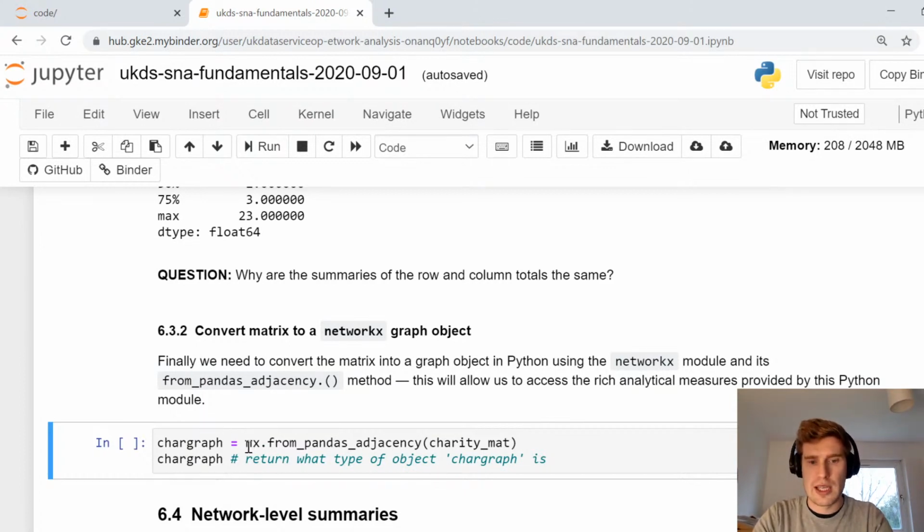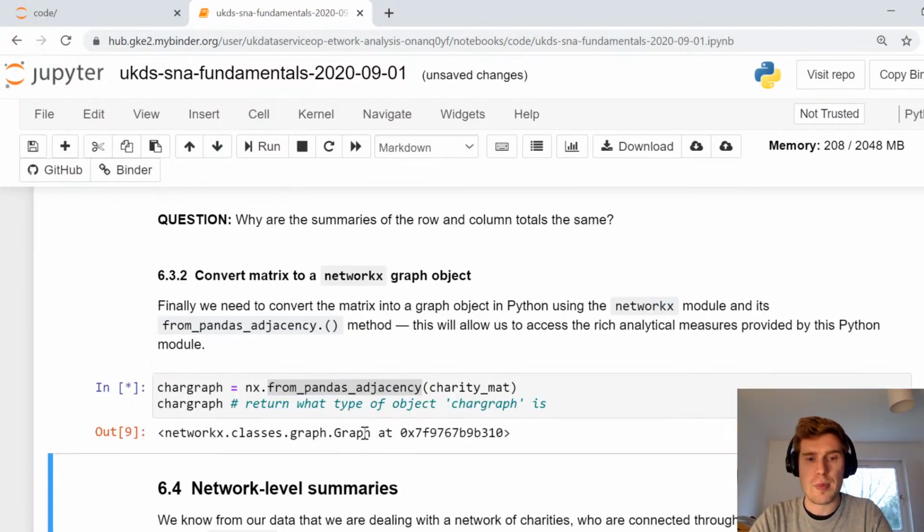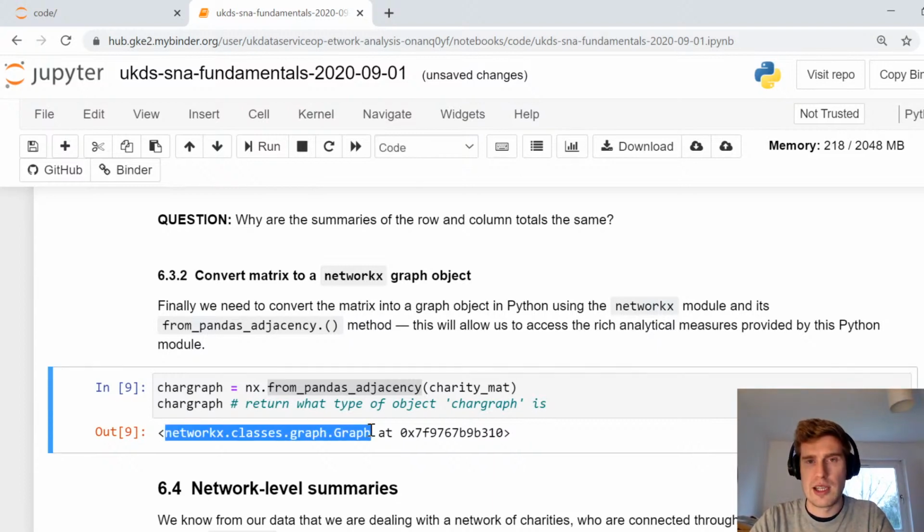So I go again to the networks package here. I refer to it by its shorthand, NX. It has a method called from pandas adjacency, so that just means from a matrix data format, which I've just created, create a networks object. And we get our result here, which basically just says we've created a network graph.